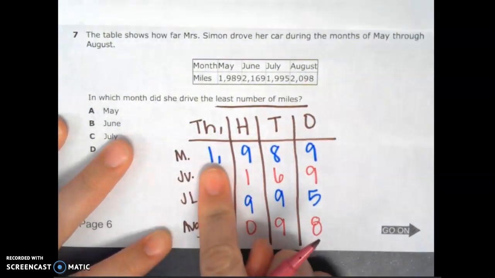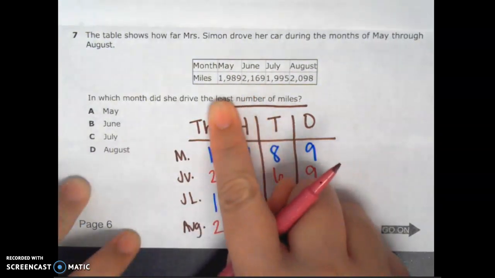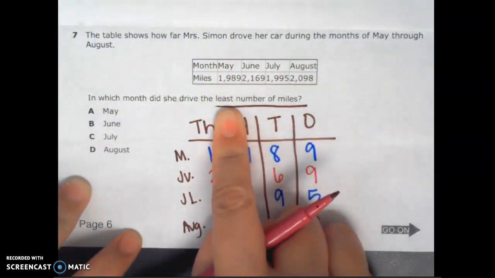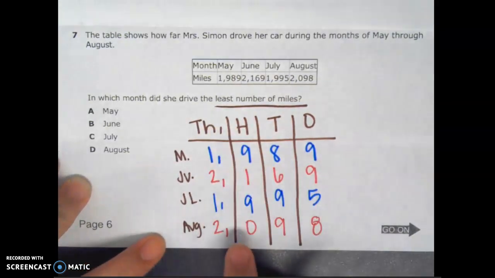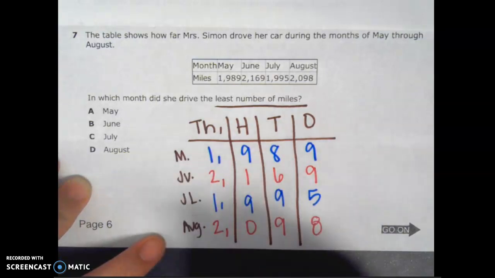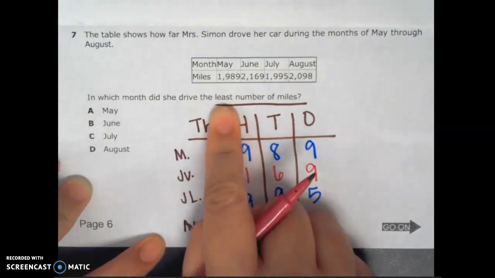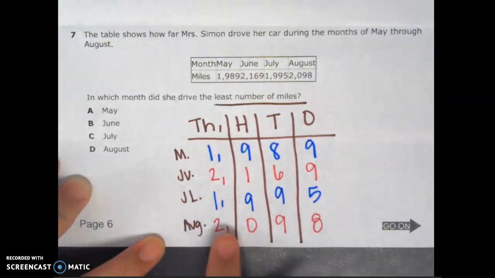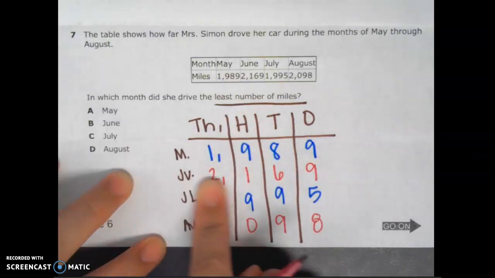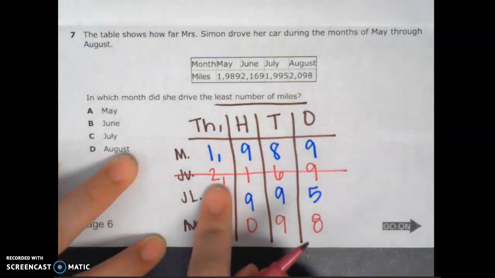Okay, I want to find the least number of miles, the smallest number we have here. So I'm going to start with my thousands place value because you always start with your largest place value when you start comparing numbers and putting them in order from least to greatest or greatest to least. I want the least, meaning the smallest. 1,000, 2,000, 1,000, 2,000. I can already eliminate 2 of these months because I know they're not going to be the least.